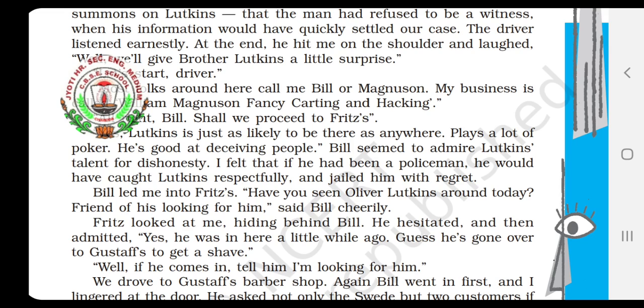Fritz looked at me, hiding behind Bill. He hesitated and then admitted, yes, he was in here a little while ago. Guess he's gone over to Gustav's to get a shave.